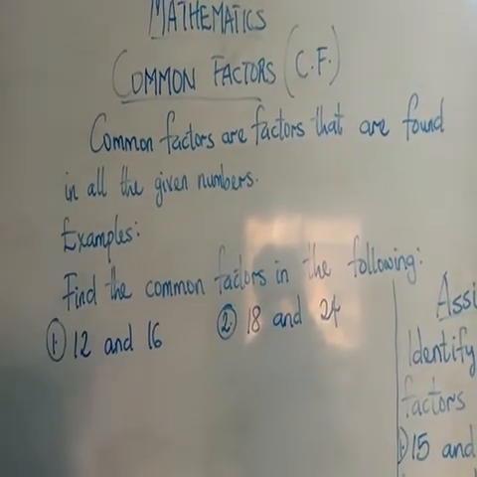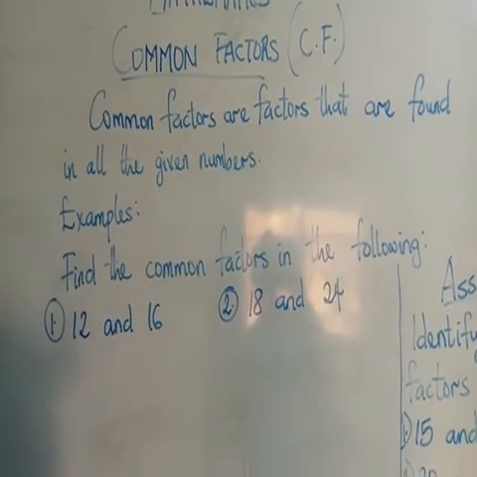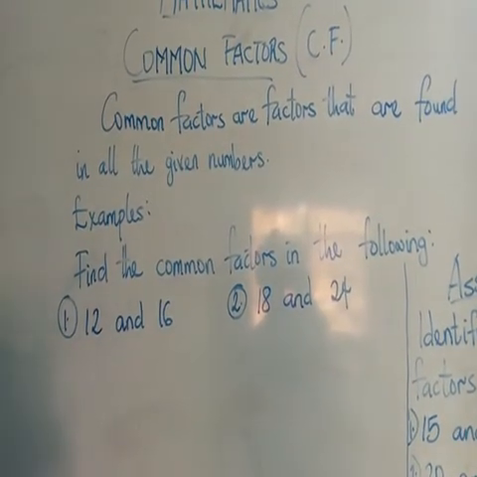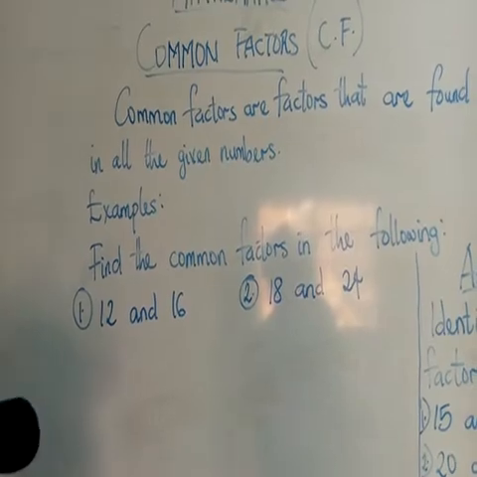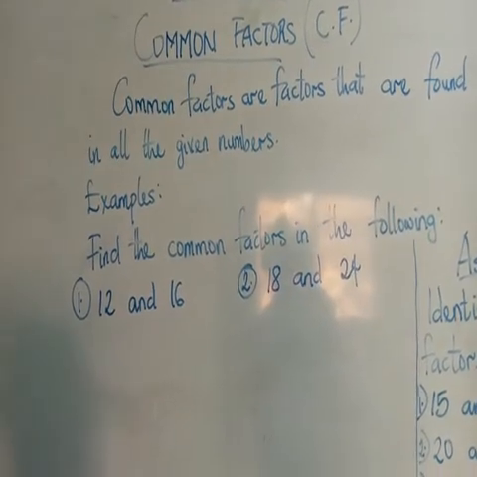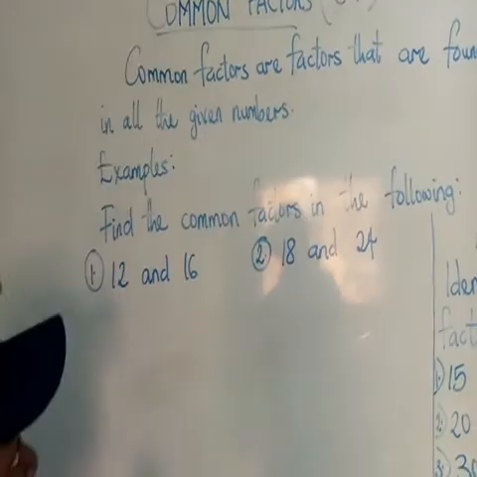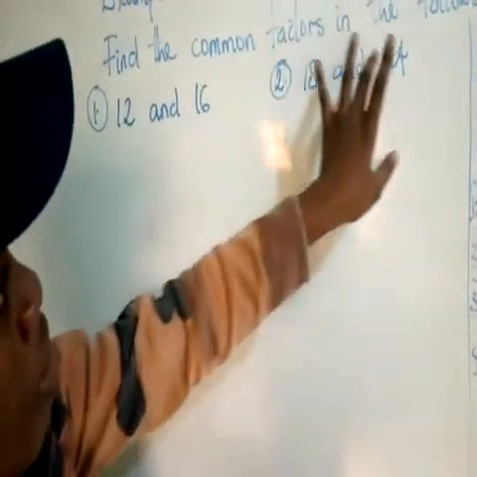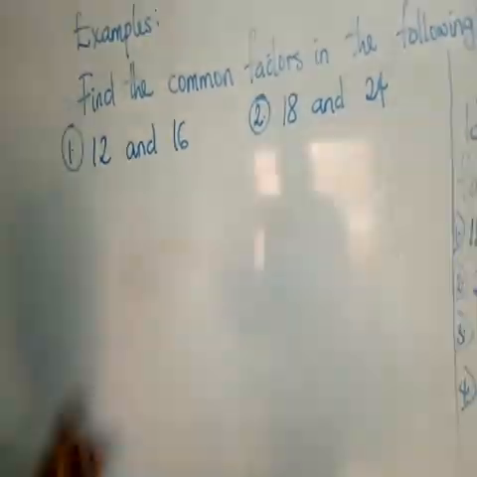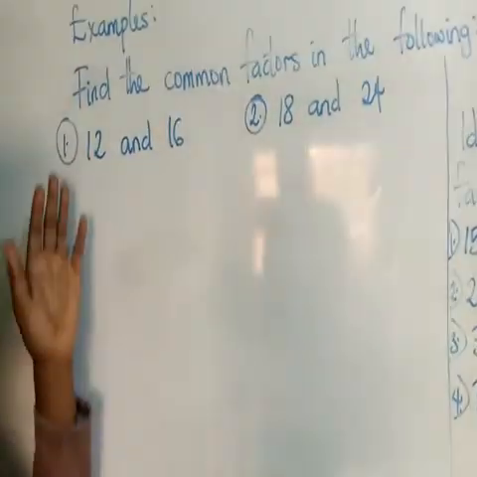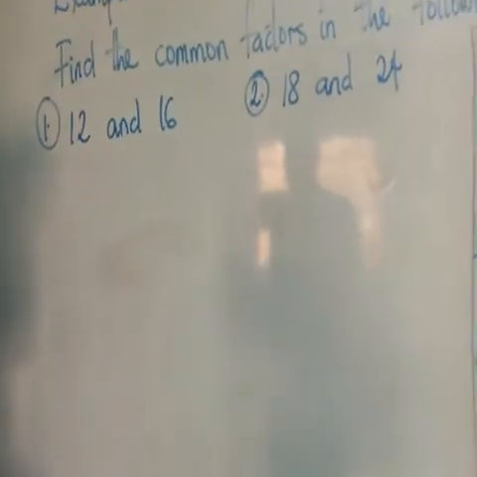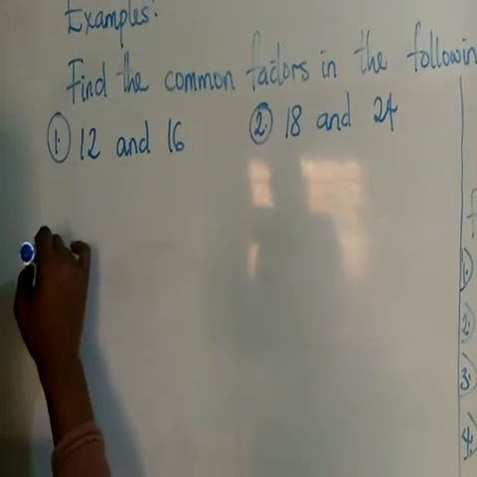But note, please, before we go on, that for common factors you must be given at least 2 or more numbers. You cannot be given one number and asked to look for the common factor. This is very important. Now, for example, you are asked to find the common factors in the following. Number 1, we have 12 and 16. You have to look for the common factors between 12 and 16.